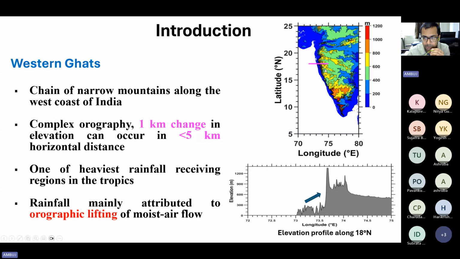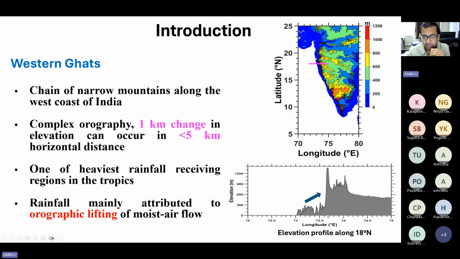Just to give an idea of the complex topography of the Western Ghats, a cross section of the elevation profile along 18° north is shown here, where we can notice a steep rise in elevation. There is almost 1 kilometer rise in elevation in just 5 kilometers of horizontal distance, which is actually quite remarkable.